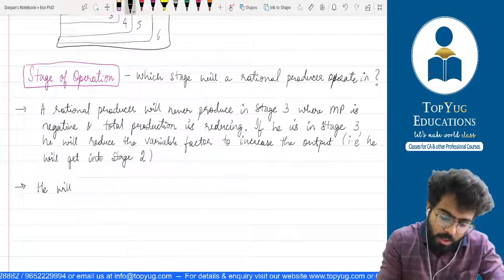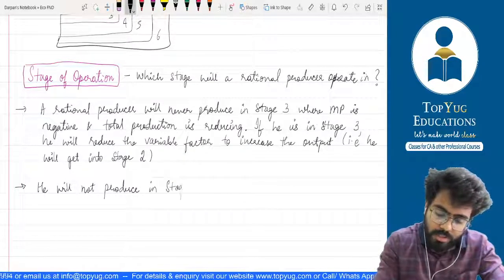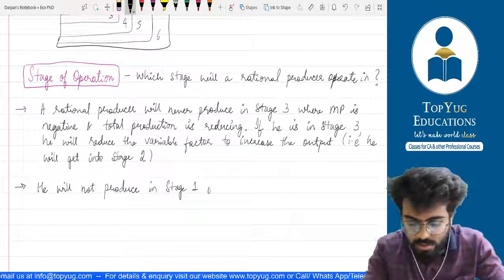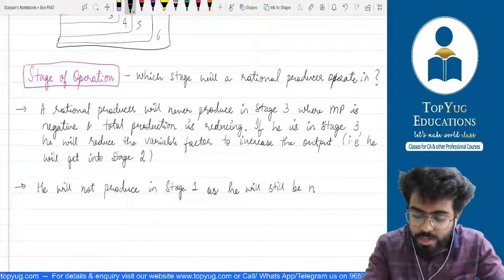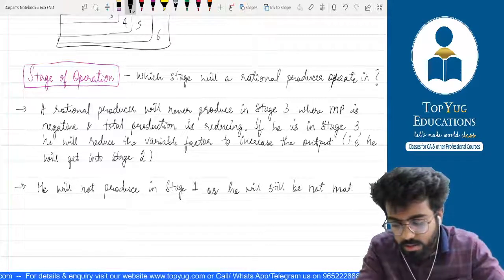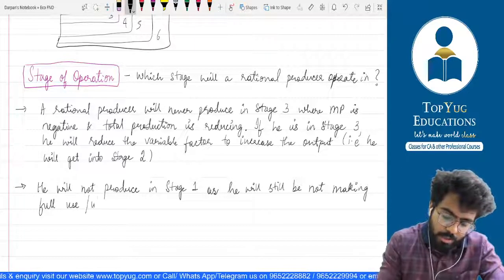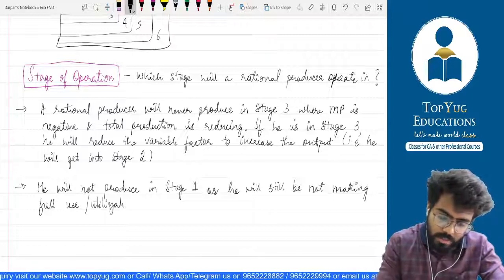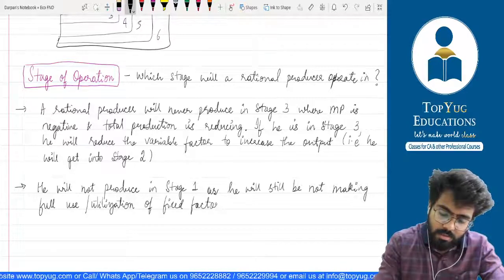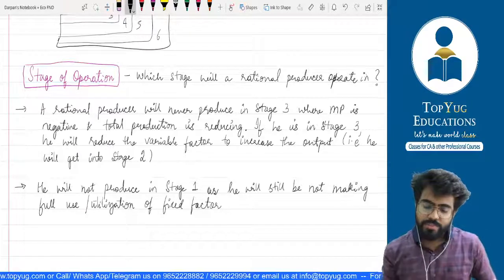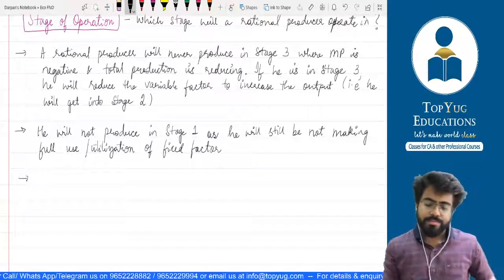Next point: he will not produce in stage 1, as he will still not be making full use or utilization of the fixed factor. All right.